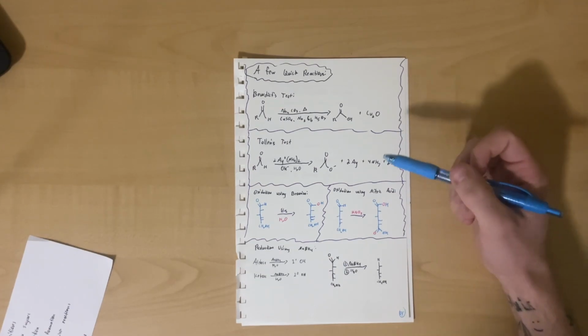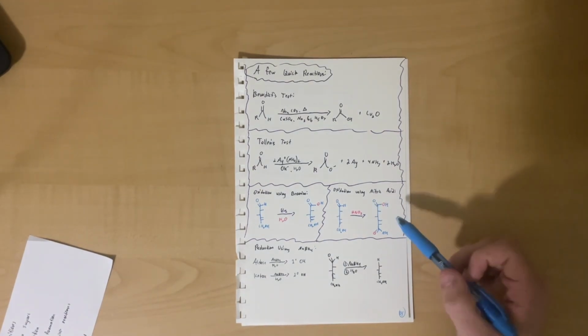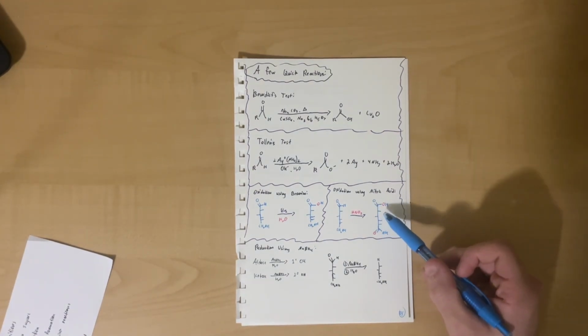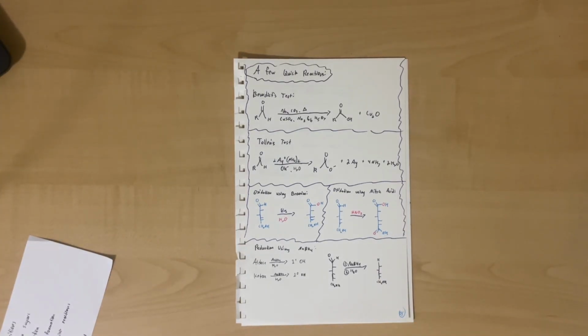Nitric acid is a stronger oxidizing agent, which will actually cause this other carbon at the very bottom to also be oxidized. So the difference between the two is just that bromine is weaker and nitric acid is stronger, and then periodic acid is actually so strong that it will fracture the carbon backbone.